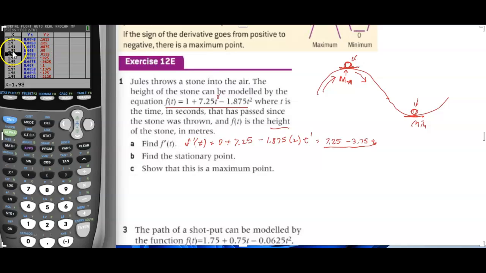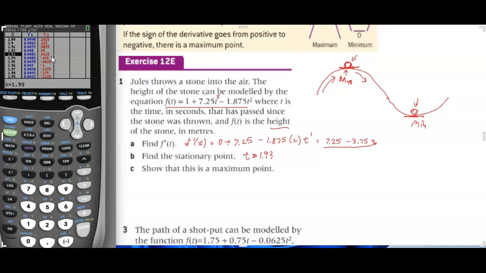We don't need the t value more than 3 sig figs. This is 3 sig figs. So you just look at 1.93 and 1.94. Which one is closer, 1.93 or 1.94? Looks like 1.93 is closer. So the answer is going to be t equals 1.93.